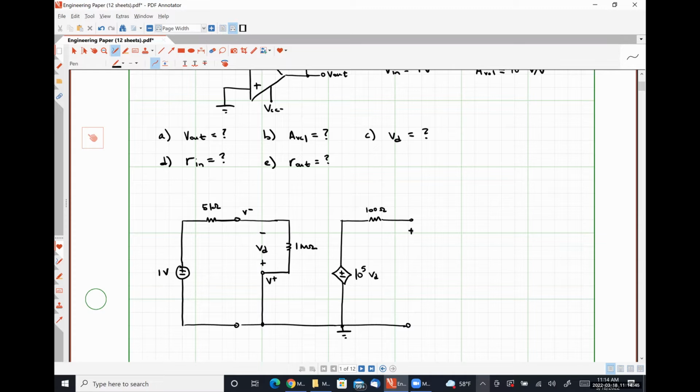My output voltage is the open circuit voltage measured with respect to ground at the output pin. And then my feedback is applied from the inverting input terminal to the output terminal, like so, where this is a 10 kilo ohm resistor. Are we okay with this redrawing of the circuit? Anything seems suspicious?